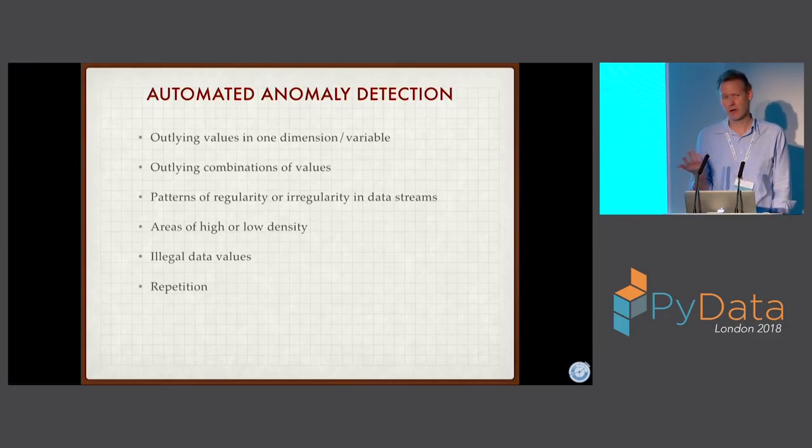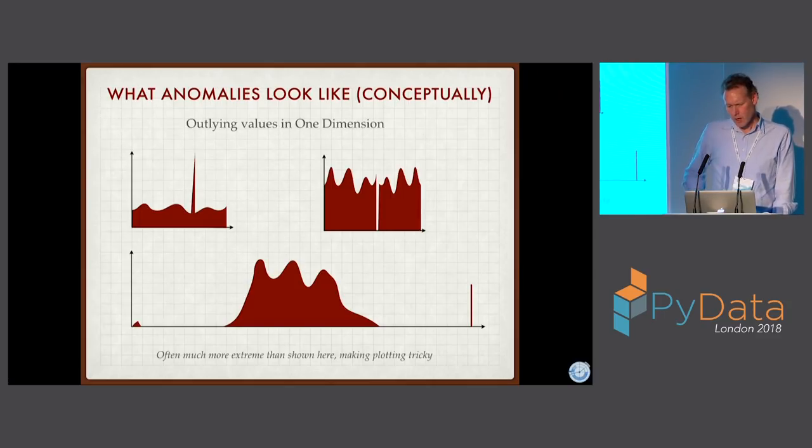Illegal data values, more generally, nulls where there aren't allowed to be nulls, or repeated values or stuff like that. So lots of simple things. What do they look like?